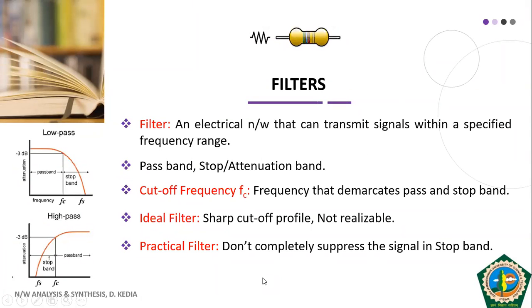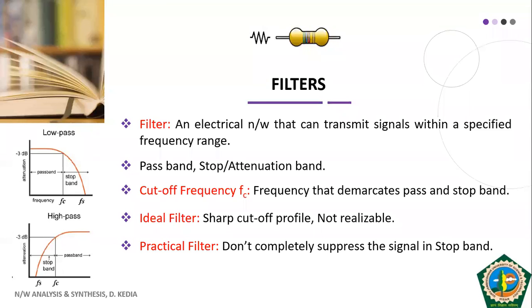So as I just told you, filter is an electrical network that can transmit signals within a specified frequency range. Okay, so let me tell you, it is the frequency of the signal that will decide whether it will be able to pass itself through a given electrical network or not. Okay, so if the frequency range of the input signal lies within the pass band of the filter, it will be passed, and if it lies outside the pass band of the filter, then it will be rejected.